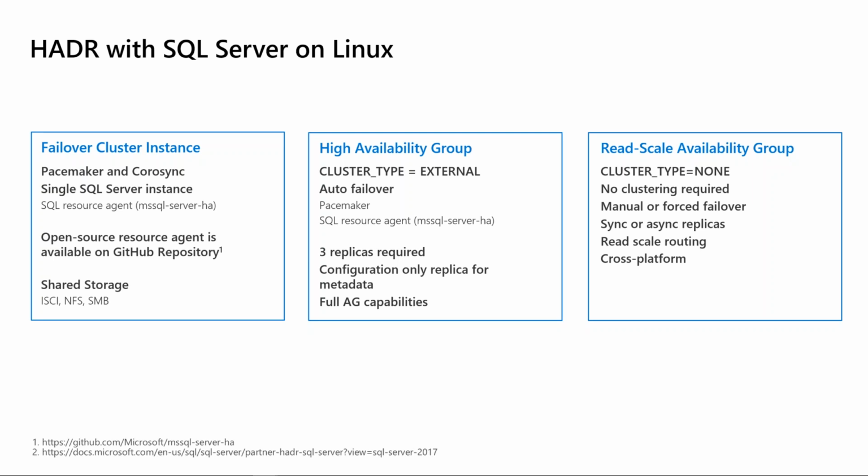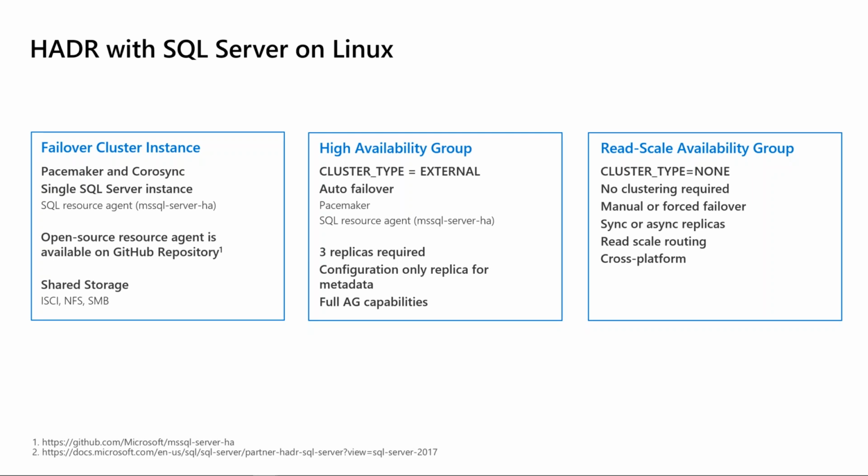So we've now exposed that through this cluster type equals none functionality, where if you don't need auto failover capabilities, you can set up what's called a read scale availability group with primaries and replicas, and you don't need Pacemaker at all. Or in Windows, you don't need Windows failover cluster. You just need SQL Server to make it happen. So that's a pretty nice functionality.